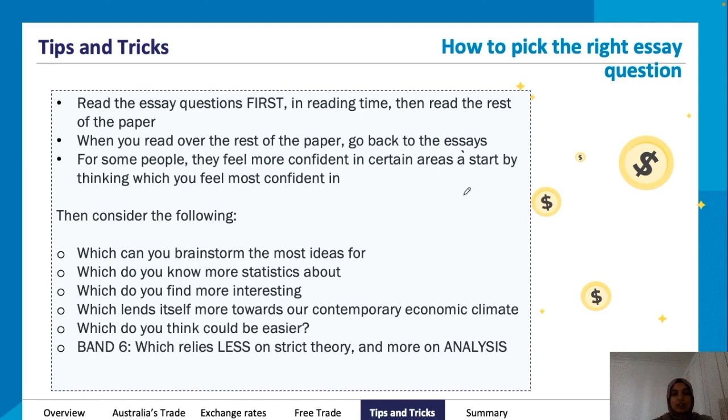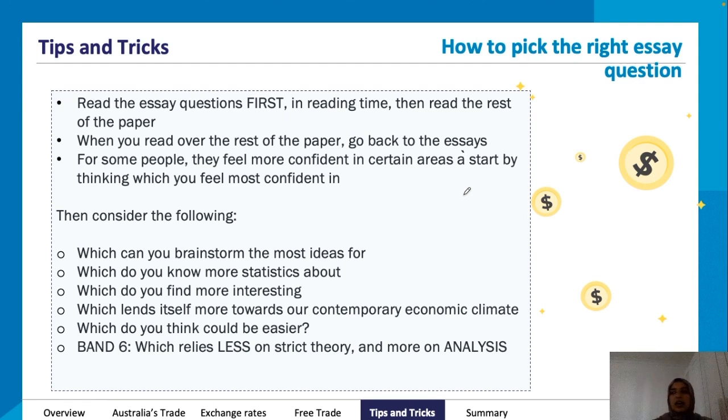Then consider which can you brainstorm the most ideas for, which do you know more stats about, which do you find more interesting. When you're thinking about which question to do, which lends itself more towards a contemporary economic climate, which do you think you would do quicker or easier.